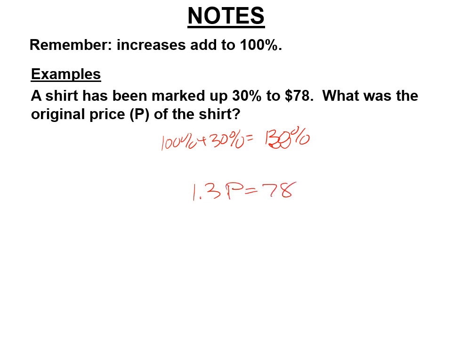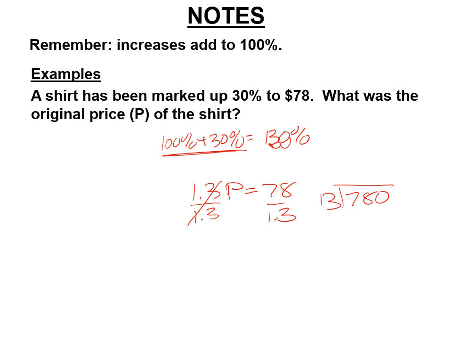What was the original price? 1.3 times that price when it was marked up 30% was $78. Okay, so this is a percent increase problem using the percent equation. Divide both sides by 1.3, and so you're going to do 780, we're moving the decimal, divided by 13.